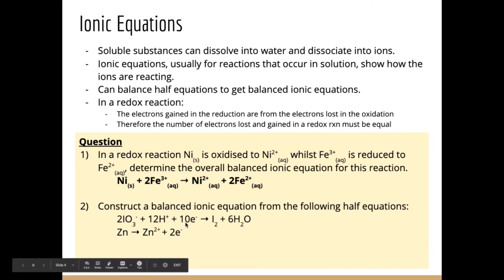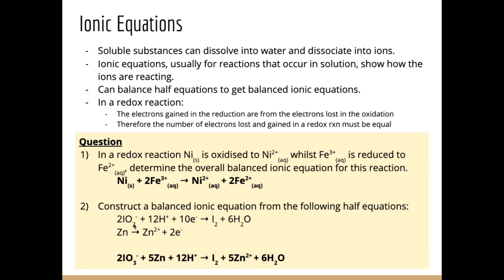And I can do that by finding the lowest common multiple between each of these, and that would be 10. If I multiply this whole equation by 5, that would give me 10 electrons. These 2 10 electrons would cancel out, and then I could very easily just combine the 2 things where I'm going to have 2 IO3 minus, and I'm going to have my 12H plus, but then I've multiplied this bottom equation by 5, so I'm going to have 5 Zn there. And on this side, I'm going to have I2, 6H2O, but then I multiplied the bottom equation by 5, so I'm going to have my 5Zn2 plus there. All my electrons have cancelled out.